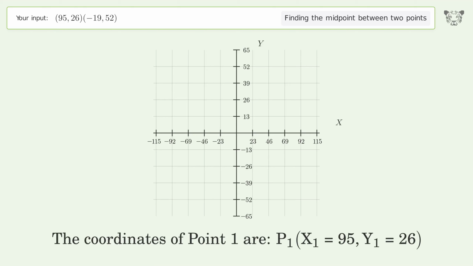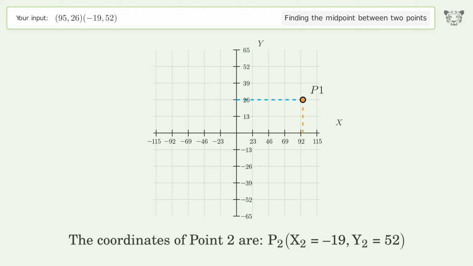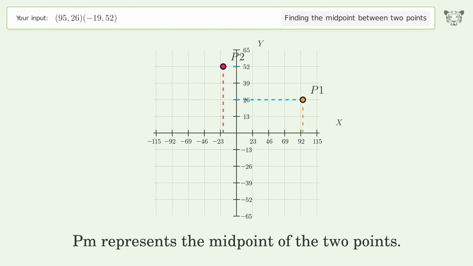The coordinates of point 1 are x1 equals 95, y1 equals 26. The coordinates of point 2 are x2 equals negative 19, y2 equals 52. PM represents the midpoint of the 2 points.